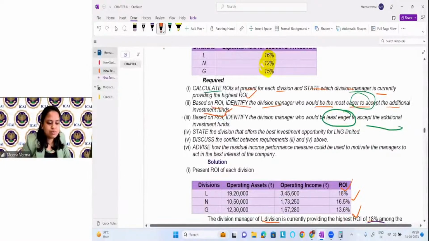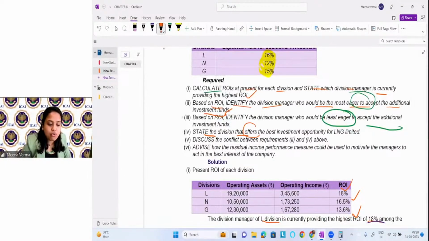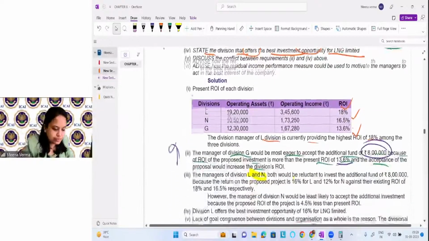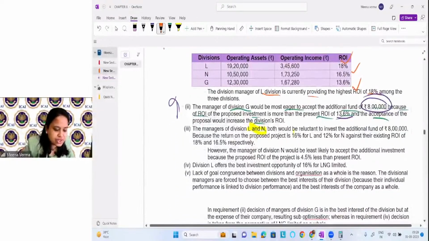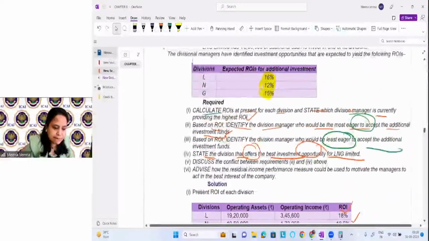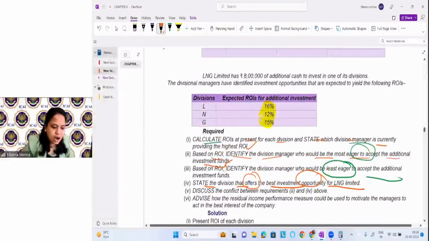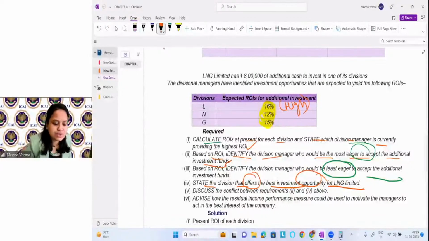Now, out of this, what is mentioned? State the division that offers the best investment opportunity for LNG Limited. So out of them, who offered the best investment opportunity? So you can see division L offers the best investment opportunity. Out of them, this is the high. Right? This is the highest one. So according to them, they are saying that yes, L will have the best opportunity.